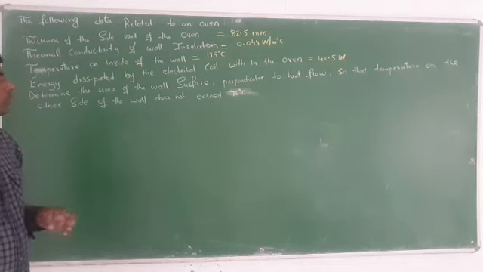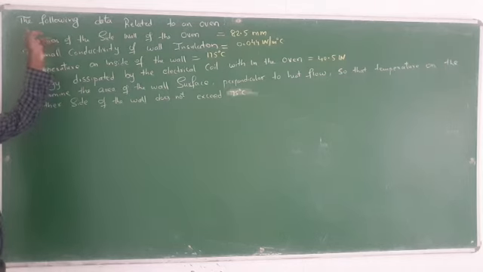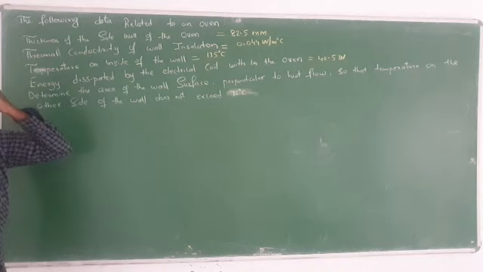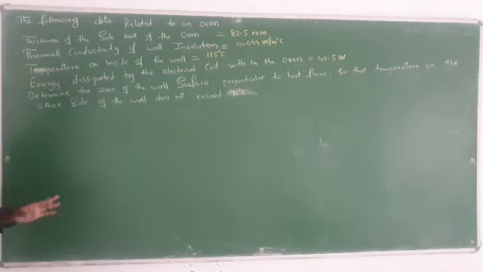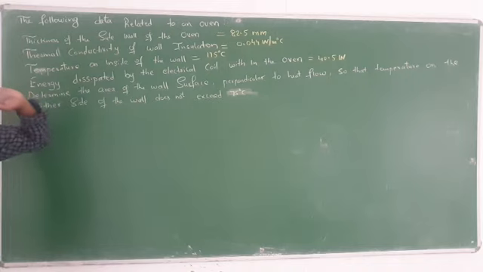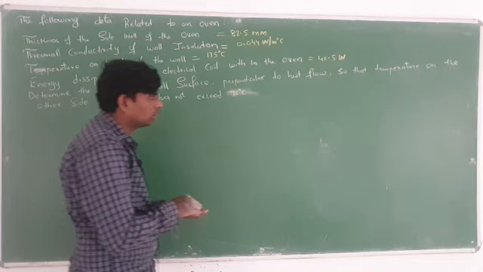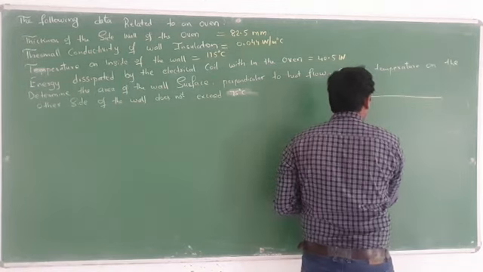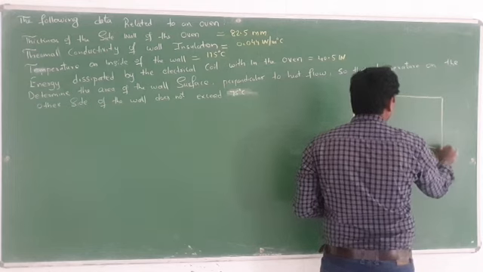So first we will go for the problem question. The following data are related to the oven. Here an oven is given. The thickness of the side wall of the oven is given. First you try to draw the oven. No need to draw the whole oven, just draw the line diagram of the oven. This one is your oven.